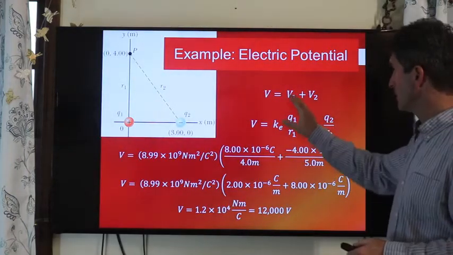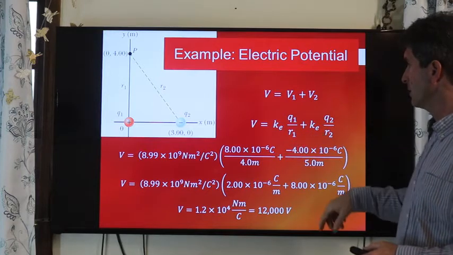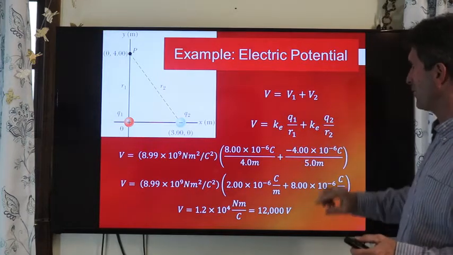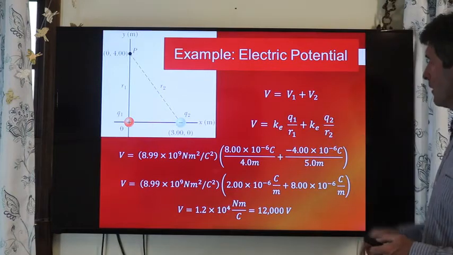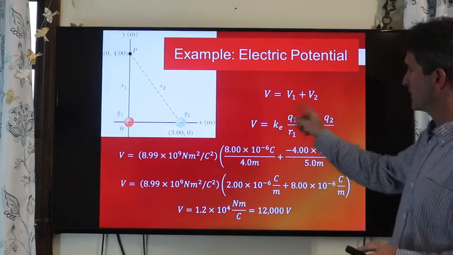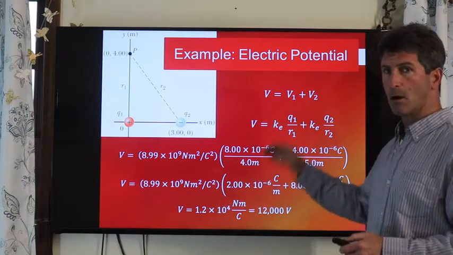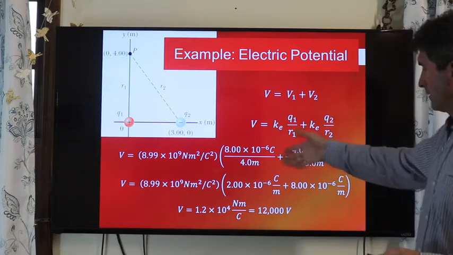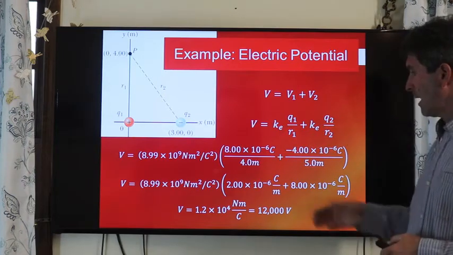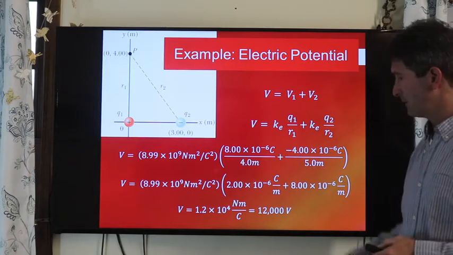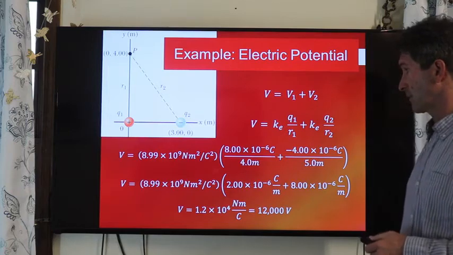Here's V1, here's V2. V1 is based on k_e Q1 over R1. V2 is k_e Q2 over R2. I can actually put this k_e out in front and add Q over R, Q over R. And you can see the rest of this is just basic algebra. And I end up with the total electric potential of 12,000 volts at that particular location.